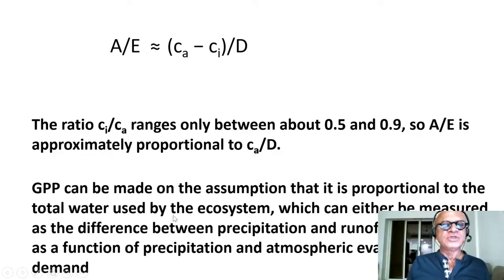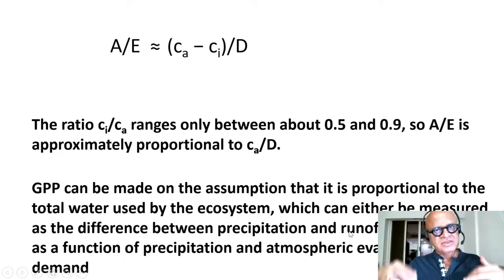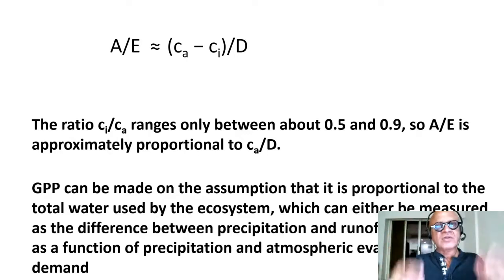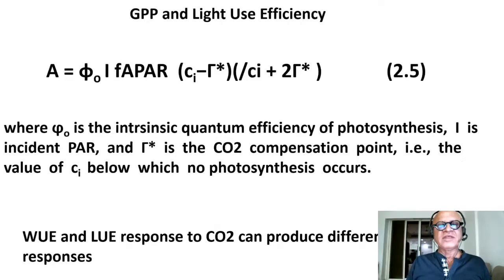Okay? So GPP can be made on the assumption that it is proportional to the total water used by the ecosystem, which can either be measured as the difference between precipitation and runoff. Okay, so there is rain and then there is runoff, and the trees are modulating the runoff because the root system is controlling how much water gets taken up, or computed as a function of precipitation and atmospheric evaporative demand. Okay, how much water is being lost from the leaves, let's say.